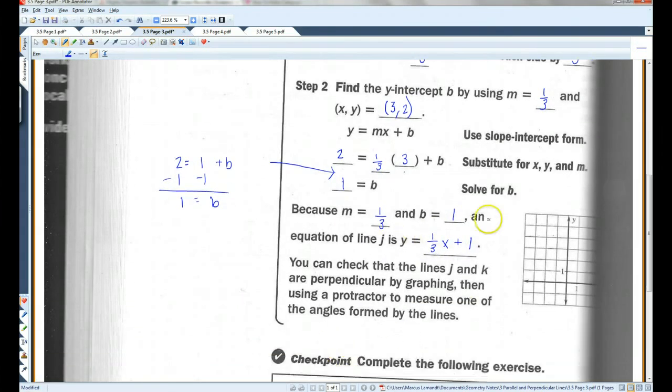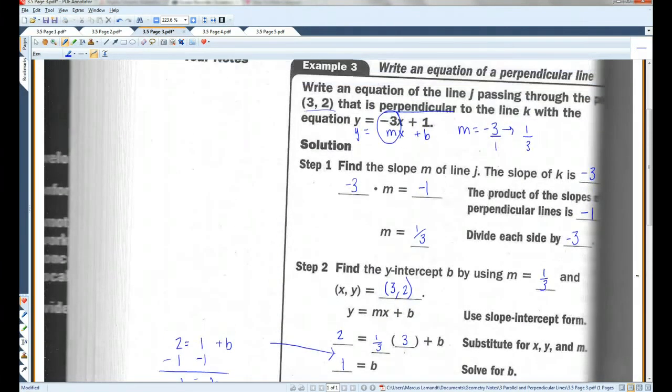You can check that lines J and K are perpendicular by graphing these. So, the first equation was y equals negative 3x plus 1.